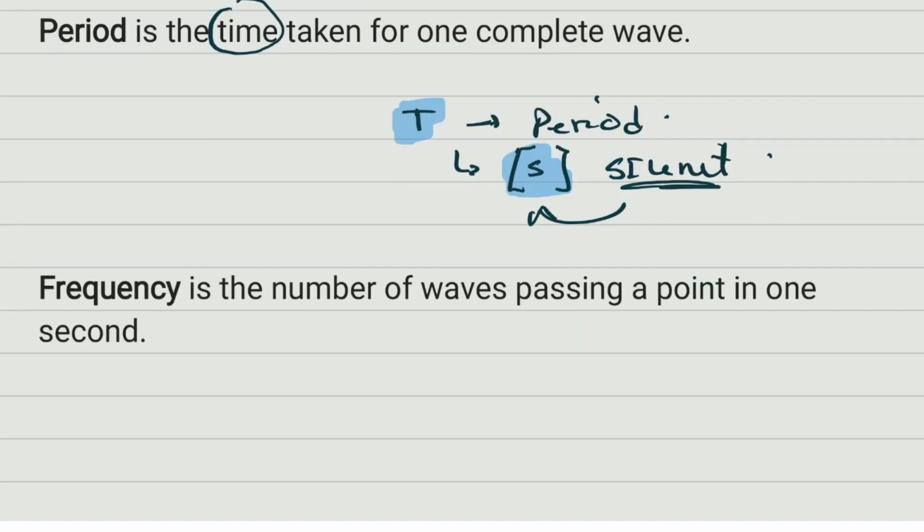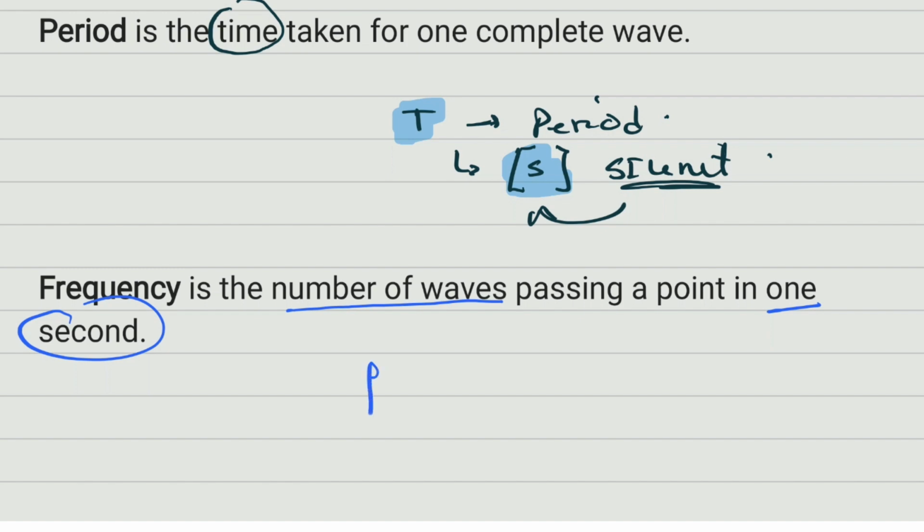And what is frequency? Frequency is the number of waves that pass a specific point in 1 second. So be careful, these are different things that can get you confused. Period is the time taken for one complete wave, but frequency is the number of waves that pass a point in 1 second, only 1 second.